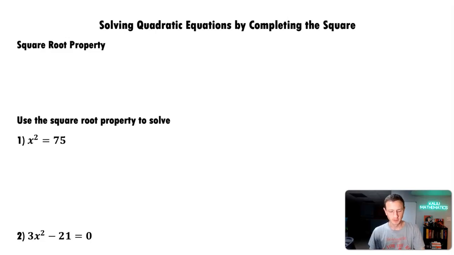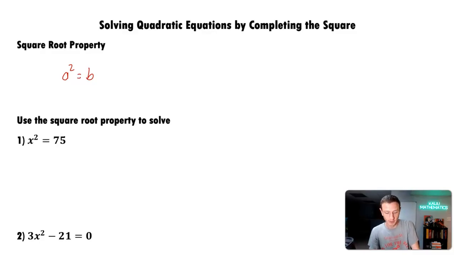In this video, we're going to talk about solving quadratic equations by completing the square. Before we just jump into completing the square, though, I want to understand the square root property. So the square root property is if you have a value being squared, like a squared equal to b, then to solve for a, you want to get rid of the squared.